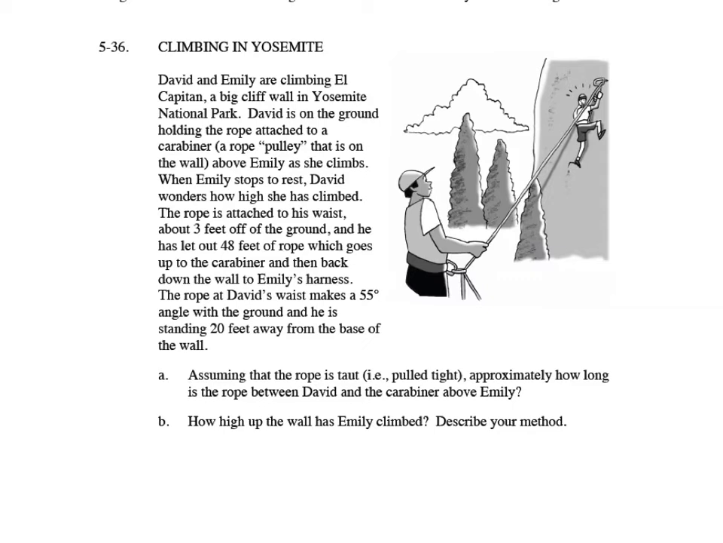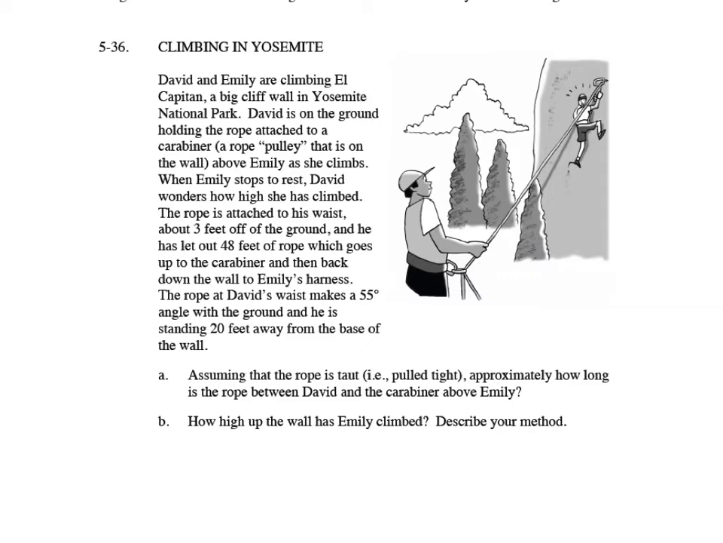Alright, as mentioned earlier, what we're going to do now is apply this stuff into context, talking about trig. What we're going to be talking about is climbing in Yosemite. Here on problem number 36, David and Emily are climbing El Capitan, which is a big cliff in Yosemite National Park. David is on the ground holding the rope attached to a carabiner above Emily as she climbs.